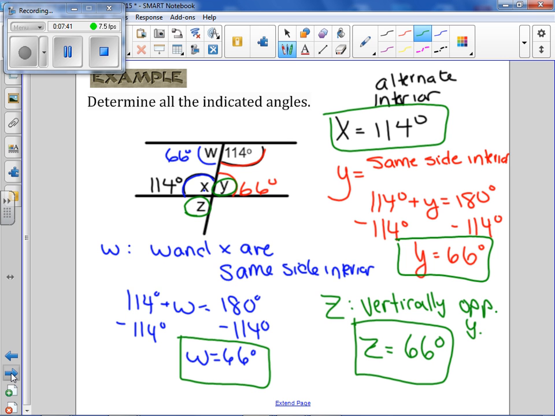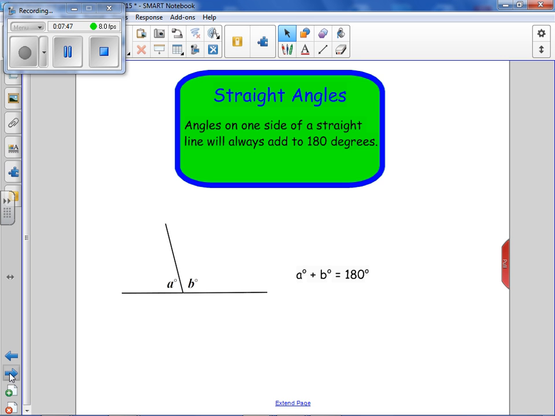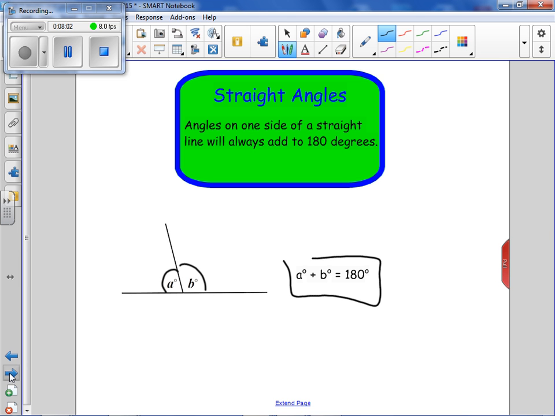All right, last example. Before we get to it, this might be helpful. Something else that you could know is a straight angle. So if you have two angles on the same line like that, they're also going to be supplementary, which means adding to 180. So that can help you if you get stuck.